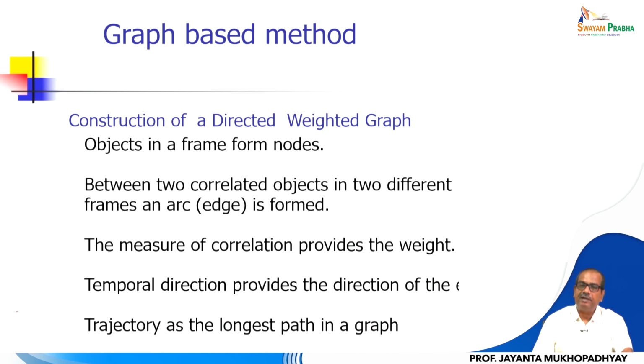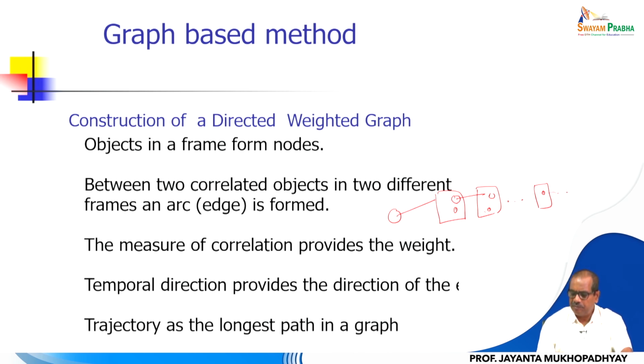So the computational problem here is that the trajectory is the longest path in a graph. That means your evidence gets accumulated. There are several frames, and in each frame you have certain candidates. Finally it's a chain of edges and nodes that you can form, connected, and it is represented as a graph.